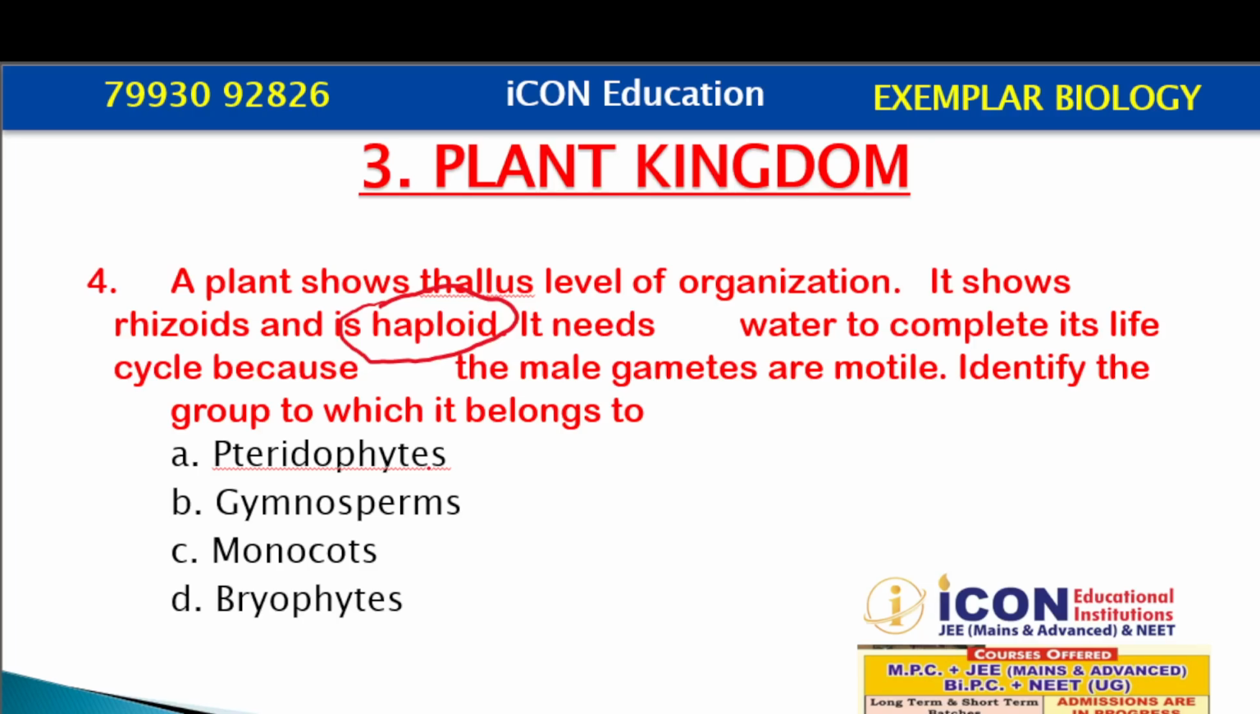We know that in Pteridophytes the plant body is diploid. In Gymnosperms, the main plant body is diploid. And in Monocots also, the main plant body is diploid. So these three cannot be your answer. Then the answer is Bryophytes. In Bryophytes, the main plant body is haploid and it needs water for fertilization as male gametes are motile. Okay. Question number 5.